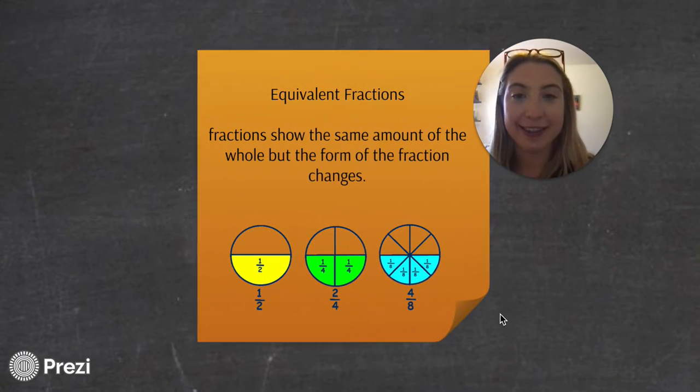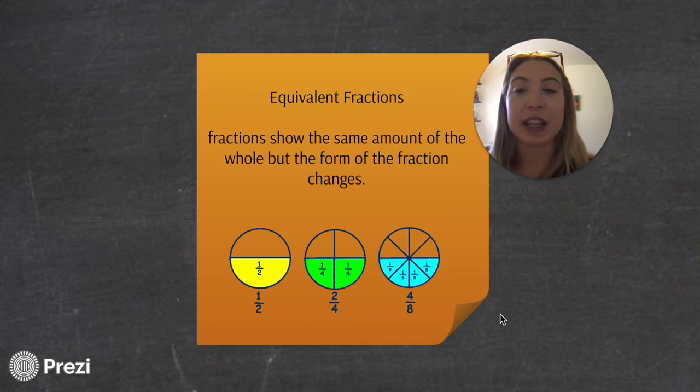Oops, sorry. All right, so equivalent fractions. These fractions show the same amount of the whole, but the form of the fraction changes. So they're equal, but these look different. They all have the same amount shaded, but they have different numbers, different numerators, and different denominators.